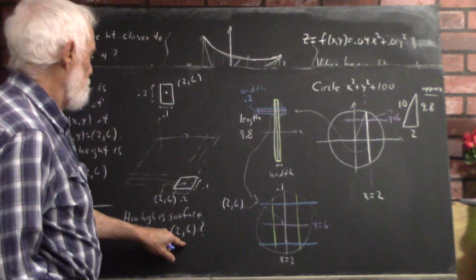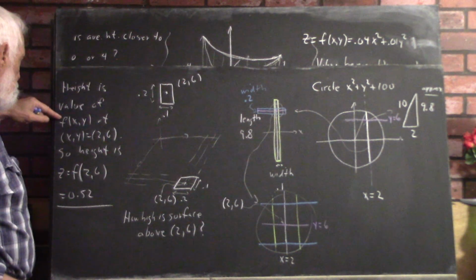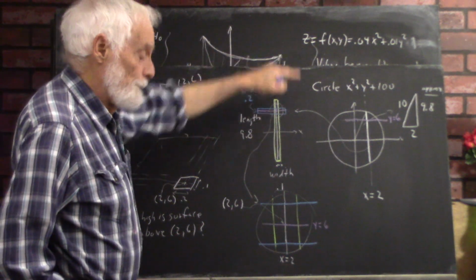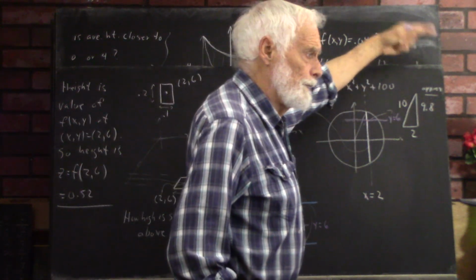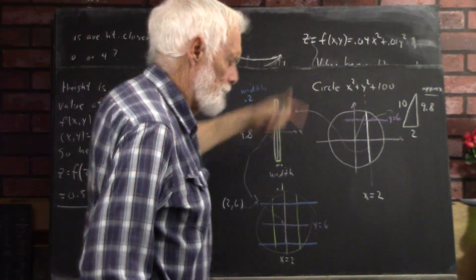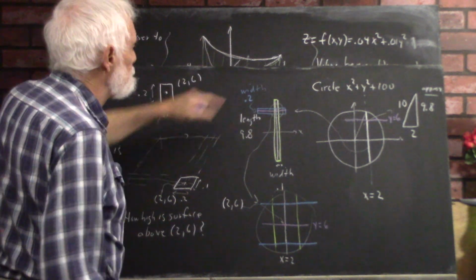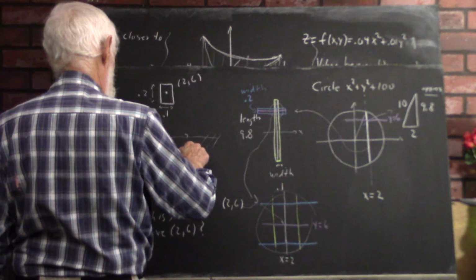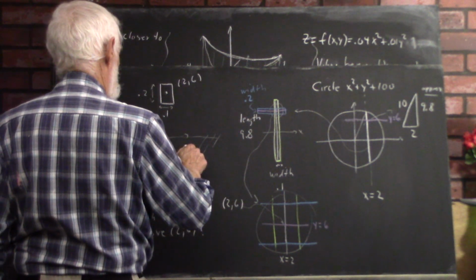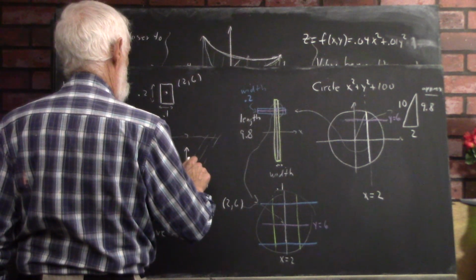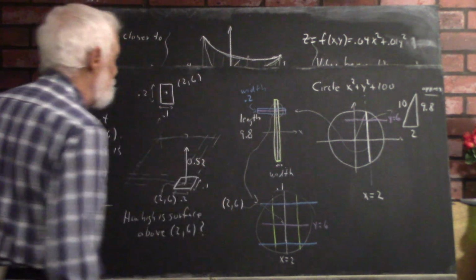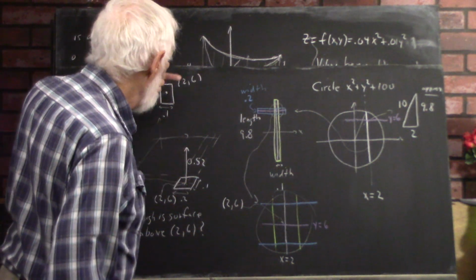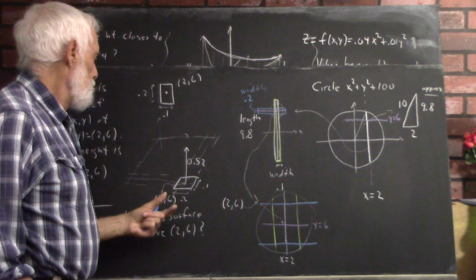How high above (2, 6)? Well, the height is the value of f(x, y) when (x, y) is (2, 6). You plug (2, 6) into your function, which I've corrected. I had a minus z here, and that's not a function of x and y, so I wrote that carelessly. So z is this, and if (x, y) is (2, 6), we're going to be at height 0.52 above the xy plane.